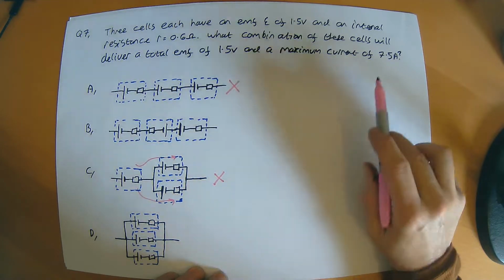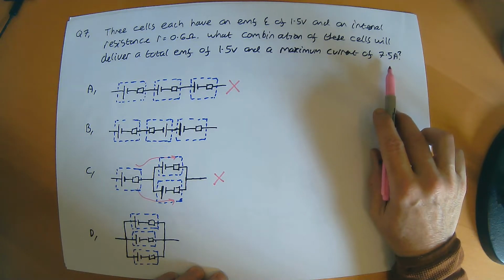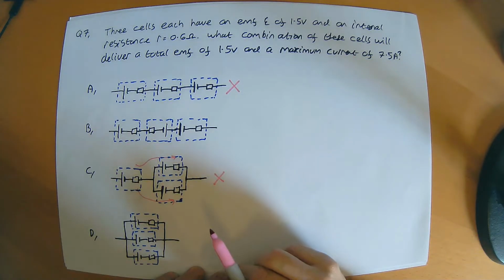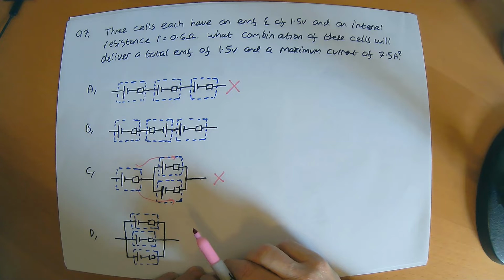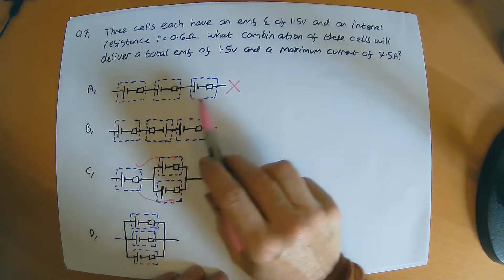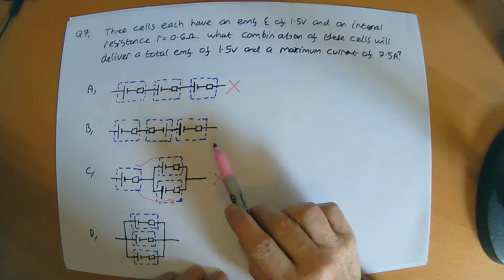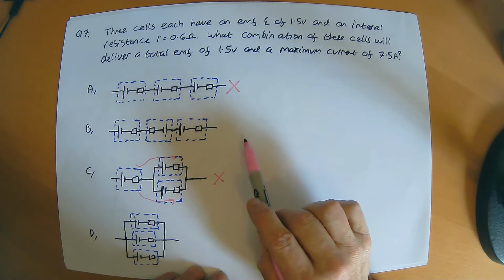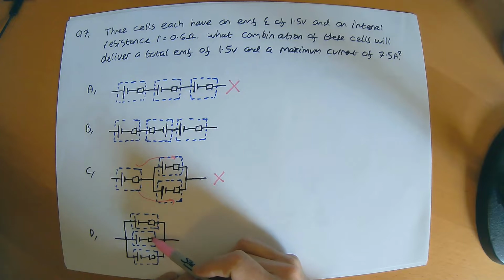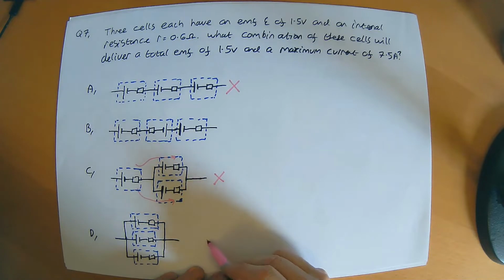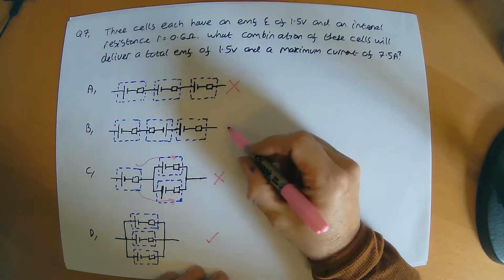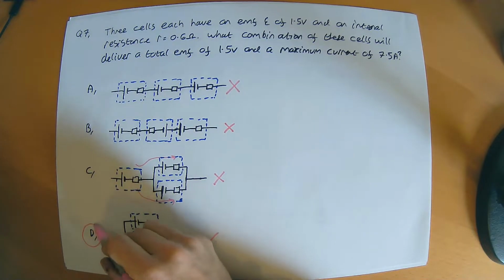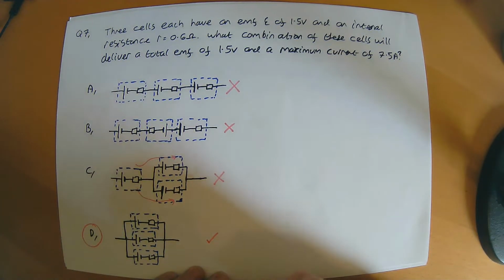But if we're going to get a maximum current of 7.5 amps, then what we need is for the internal resistance, the combined internal resistance, to only be 0.2 ohms. Now the combined internal resistance of this is 3 times 0.6 is 1.8, and that means the current is going to be less than 1.5. Whereas here, 3 times 0.6, but because they're in parallel, that's divided by 3 to give you that 0.2 ohms you need. So this will give you a big current, and this will give you a small current, and the answer is D. You could do the calculation, and if you do the calculation, you find that you get the right answer.